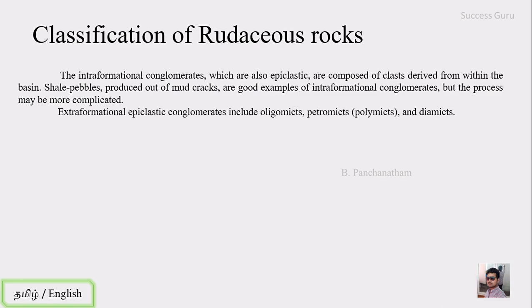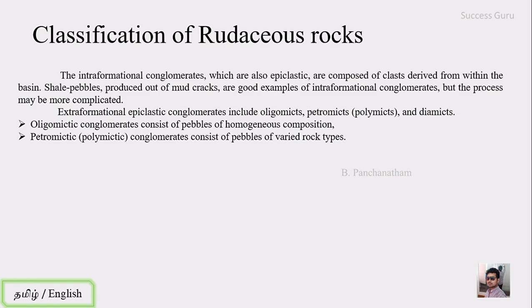Extra formation of epiclastic conglomerates includes oligomictic, petromictic, and diamictic. Okay, so what is oligomictic? Oligomictic conglomerate consists of pebbles of homogeneous composition, whereas petromictic, sometimes called polymictic conglomerate, consists of pebbles of varied rock type.